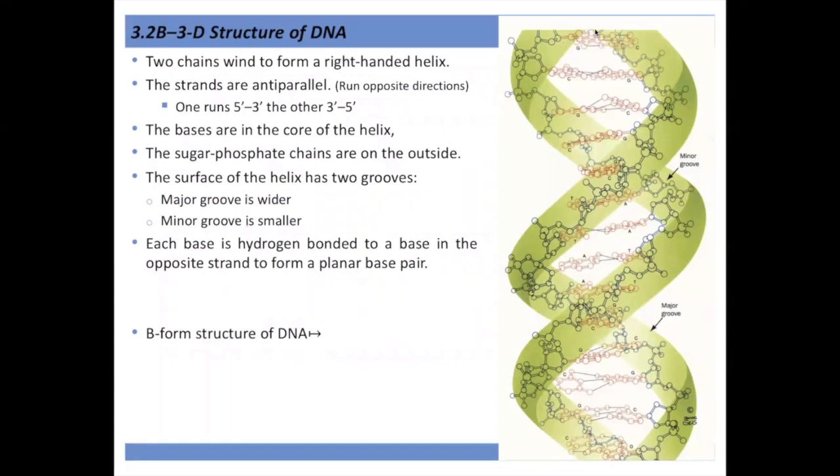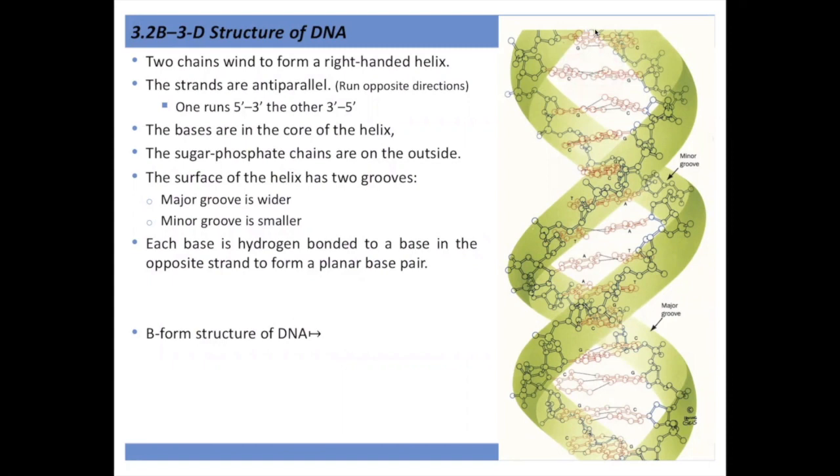So what we have is a 3D structure of DNA, two chains wind to form a right-handed helix. Again, as it's coming from behind and it's coming out at you, notice that it goes to the right, so it's a right-handed helix. One of the edges runs 5' to 3', the other 3' to 5'. The bases end up being the core of the helix in here.